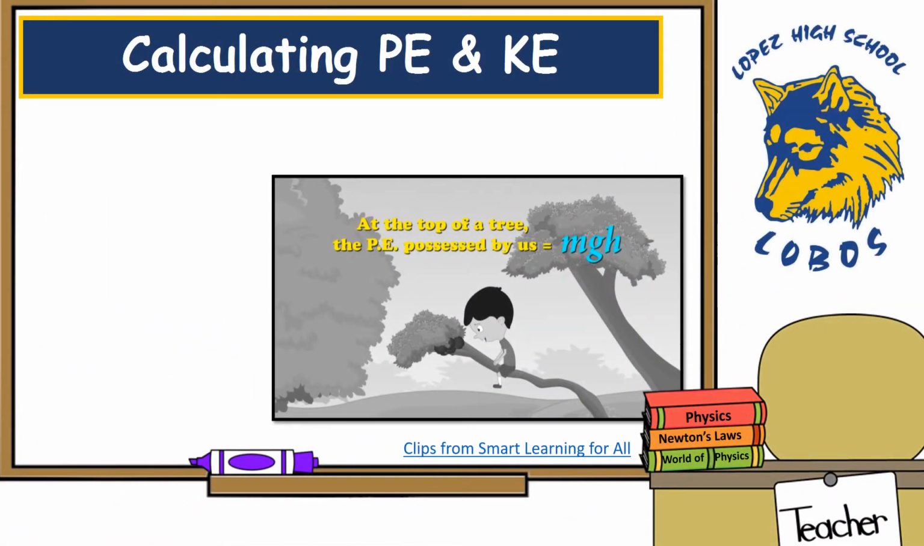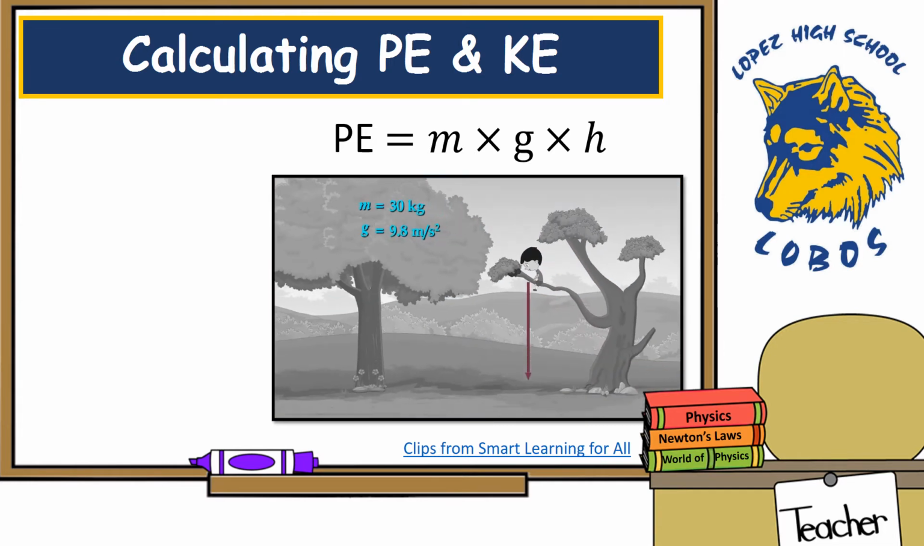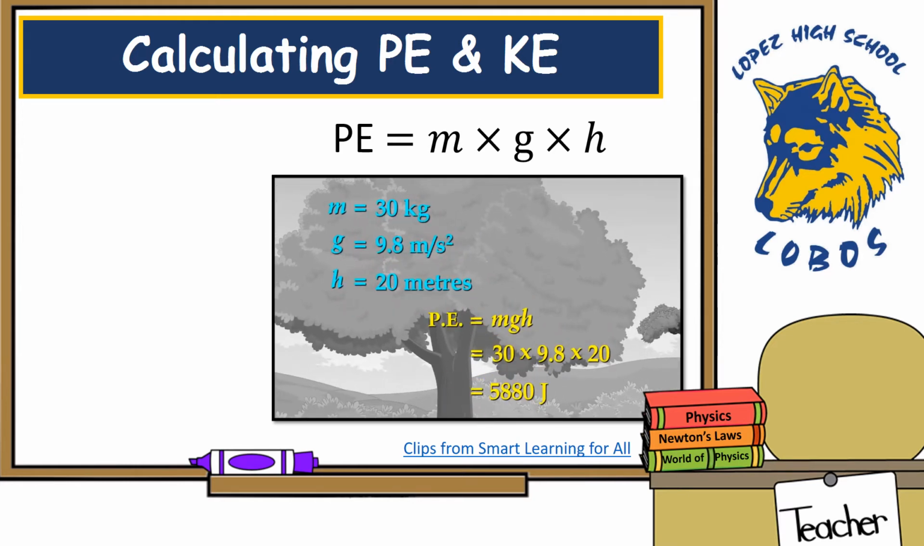Okay, so let's take a look at what this little boy's up to. He's on top of a tree branch and he has a lot of potential energy due to his mass, gravity, and height. Well, in order for us to determine exactly how much energy he has, we would need to use this formula. Notice that potential energy is abbreviated as PE, and it equals mass times gravity times height. Let's say that this little boy's mass is 30 kilograms, and gravity we know is 9.8 meters per second squared. Lastly, let's say that he is 20 meters high on that tree.